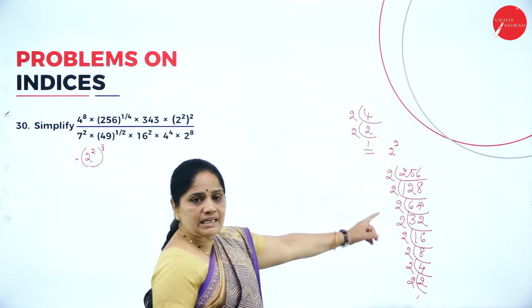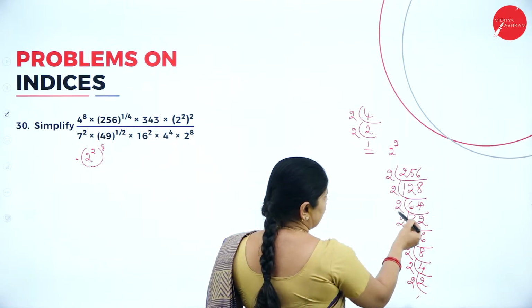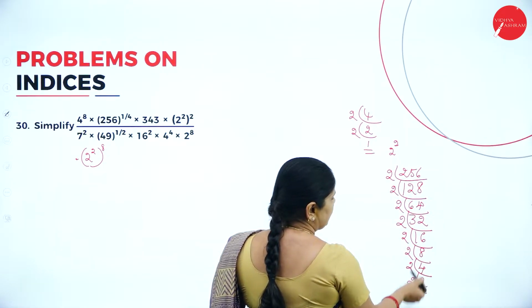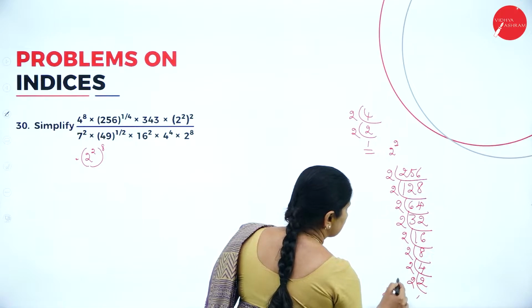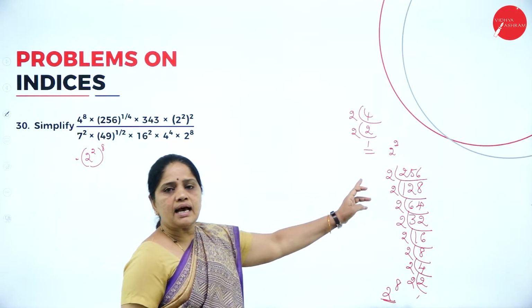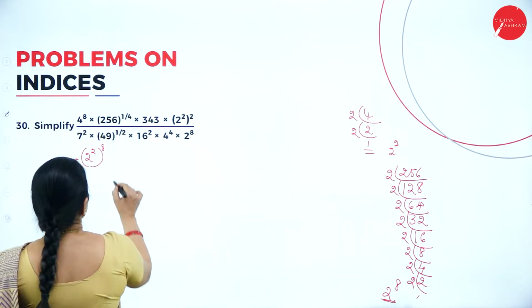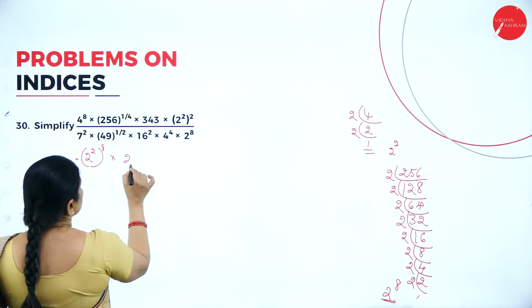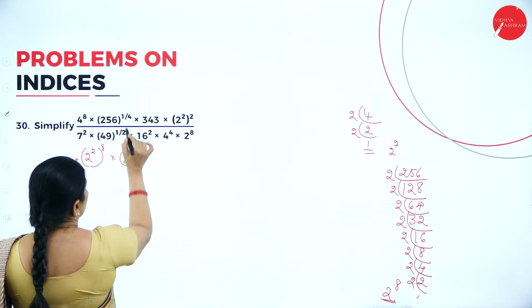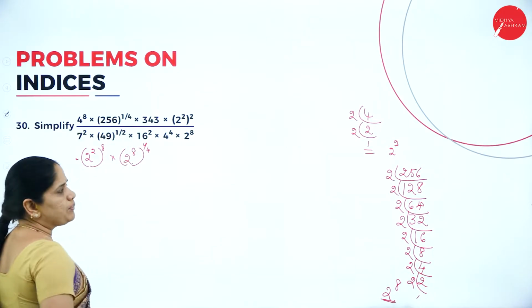Now, if you count the number of 2s here, how many 2s are there? 1, 2, 3, 4, 5, 6, 7, 8. So, this is equal to 2 to the power 8. So, the number 256 can be written as 2 to the power 8. So, I will write it as 2 to the power 8, whole to the power 1 by 4. So, 1 by 4 is given in the problem.